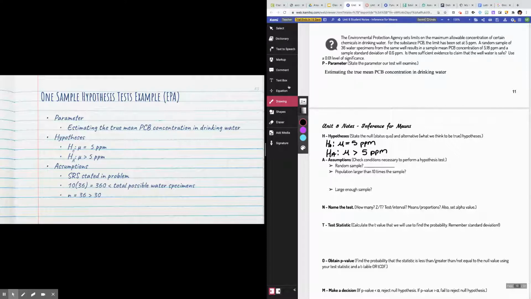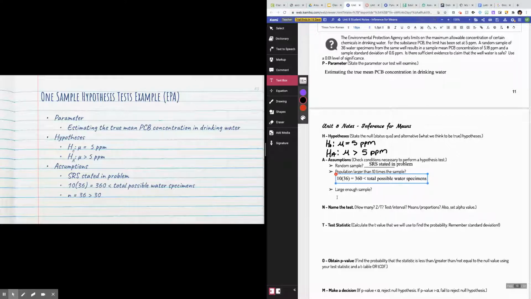So next, let's do our assumptions. The first is, is this a random sample? Yes, that was stated in the problem. Remember, you can literally just say SRS stated in problem. Next, the 10% condition. We have to check, is the population larger than 10 times the sample size? So I'm going to do 10 times the sample size, which is 36. That's 360, and that's definitely less than the total possible water specimens.